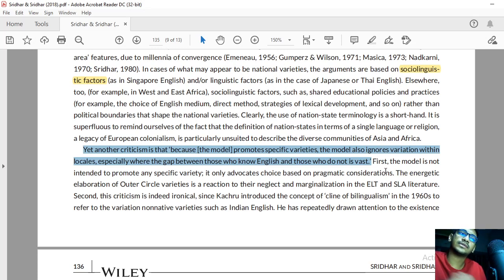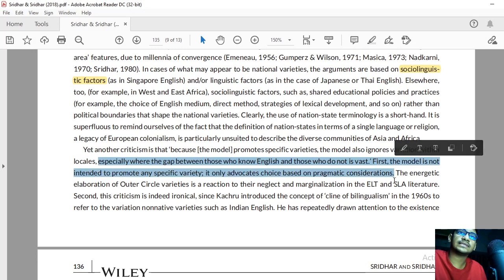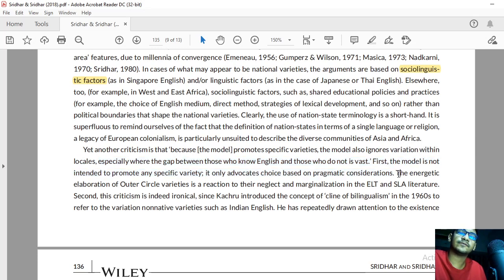But the rural areas of Bangladesh, they are not so privileged, right, to study like this, and the standards are quite low. So of course this model ignores variation within locales, within the countries that are mentioned. So this is very clear to everyone, right? Anyone can see that Kachru didn't go into very specific depth about his examples. Let's see what Sridhar respond.